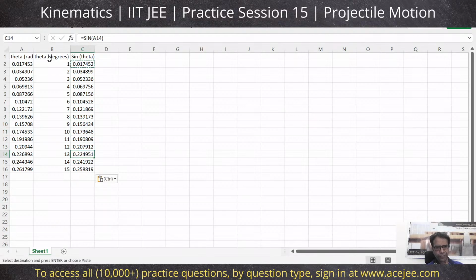Okay. When you see the 0.017453, sine of that is also 0.017452. Can you guys see that? Yes, Pradeep? Yes, sir. So now let's just do pi by 2. See, pi by 2 is 1.5 and that gives you 1 here.